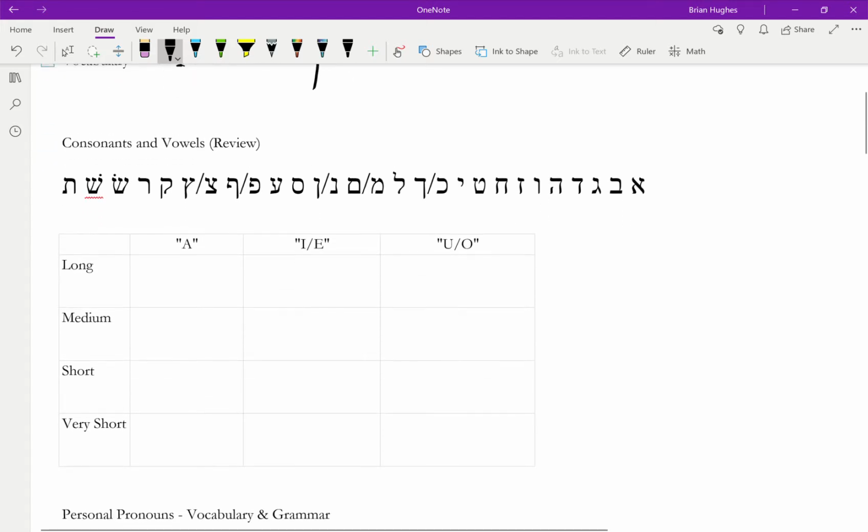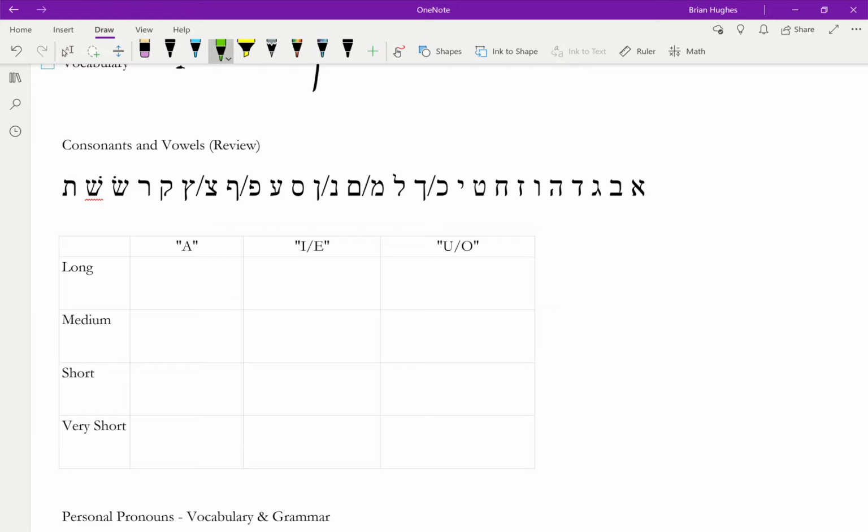So let's review our consonants. I have them all listed here, and I'll go through them in order. So aleph is silent. Beit makes a v sound or a b sound if it has the dagesh. Gimel makes a hard g sound. Dalet makes that d sound. Hey is an h sound.